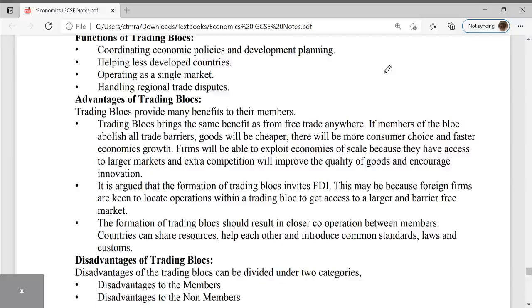Let's go through some of the benefits more. So benefits are like free trade. We already discussed the benefit of free trade. Because of a trading bloc, it will be easier to enjoy free trade between countries. So all the benefits of free trade, like access to cheaper goods and services, increased choices, increased quality, exploitation of economies of scale, higher quality, innovation, all these benefits of free trade will be enjoyed.